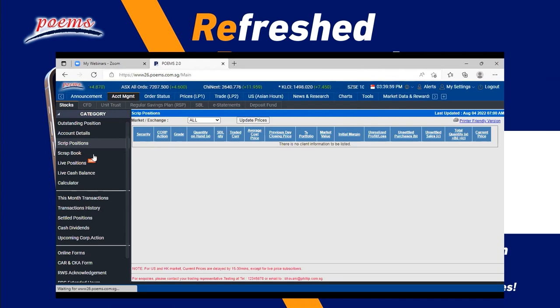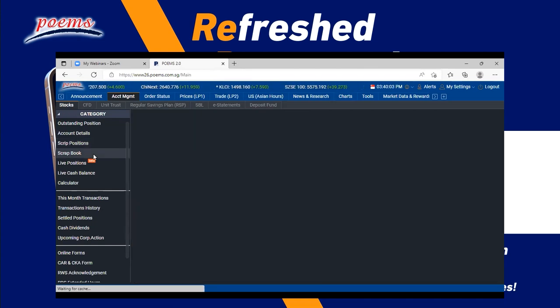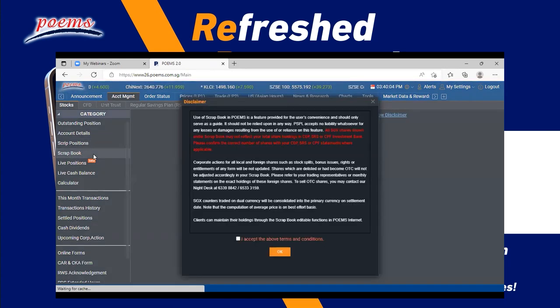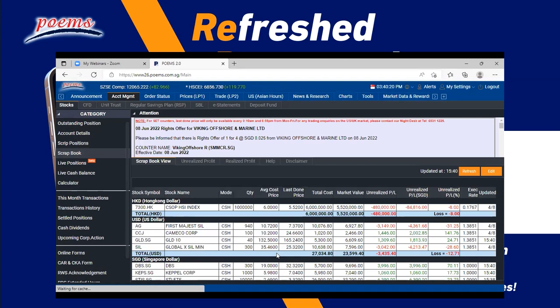As well as, the next one will be the scrapbook. So just in case you have a cash management account that has a linkage with CDP, and you are not trading the Singapore shares in Poems or maybe in another broker, you can actually add the specific counter that is not appearing in Poems to the scrapbook for yourself.